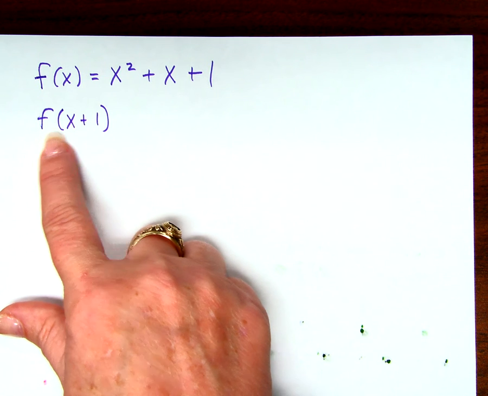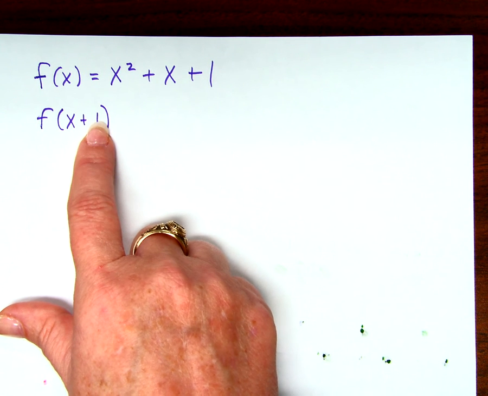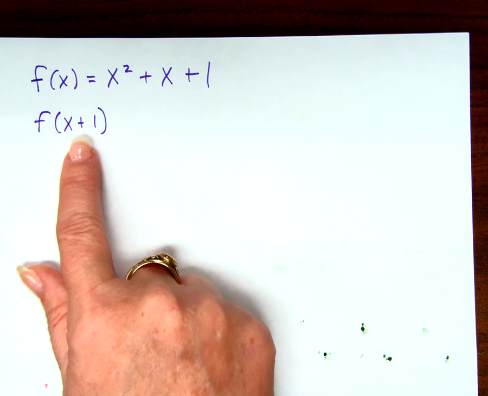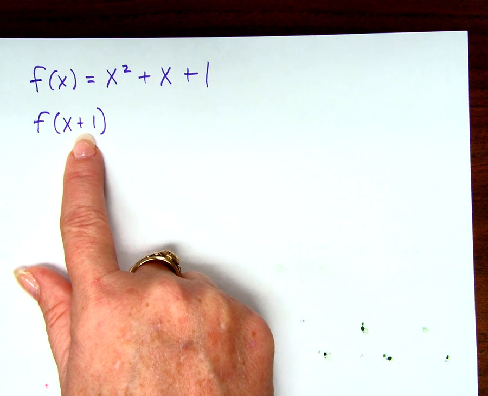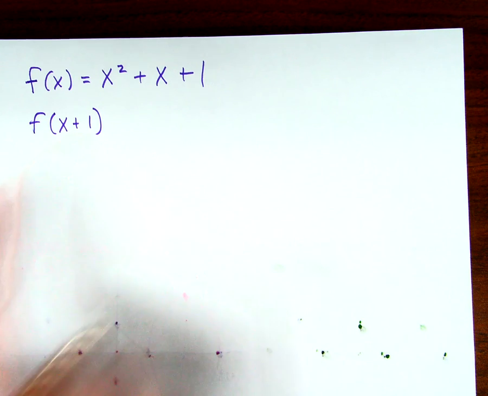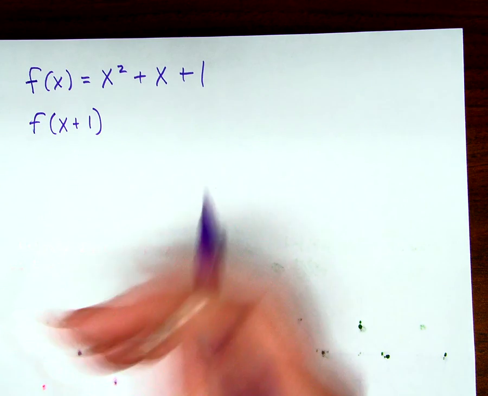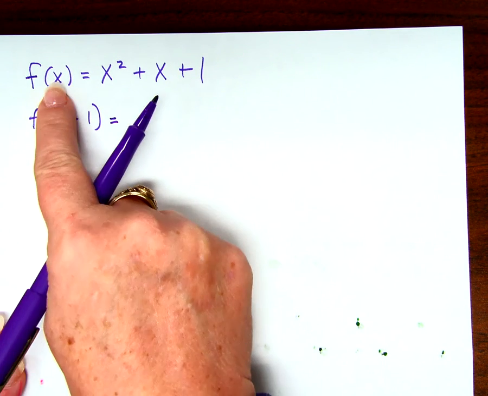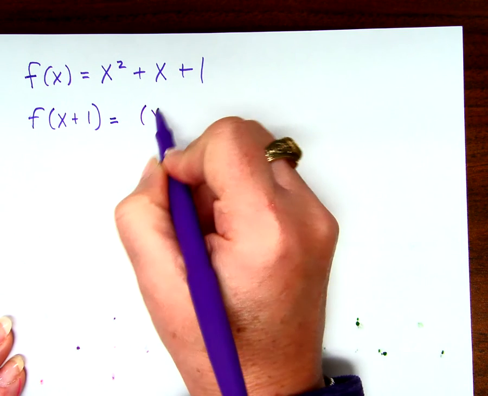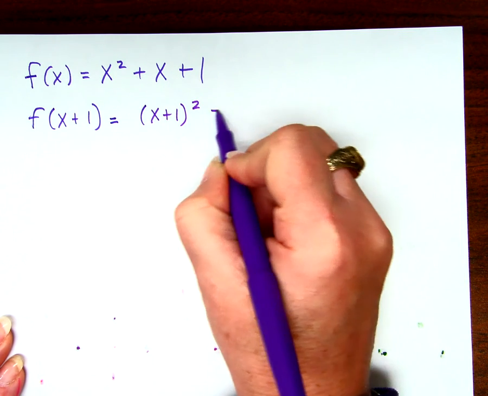So what if instead I ask for f of x plus 1? First of all, transformation-wise, like graphically, what's it asking me to do? Move it where? To the left 1, right? Because it's inside, so it's backwards of what we think, all right? But algebraically, it's asking me anywhere there's an x to put in an x plus 1. So anywhere there's an x, I put in an x plus 1.